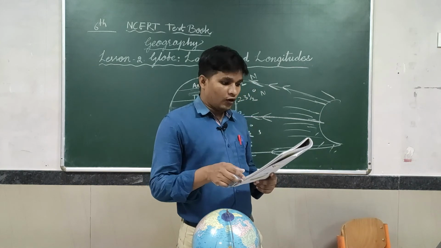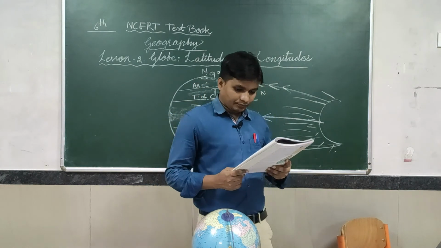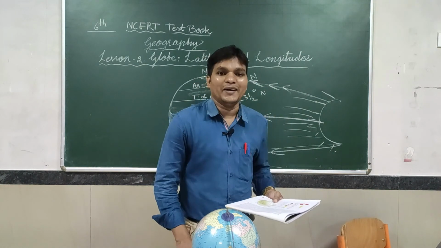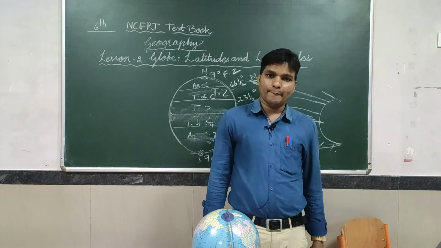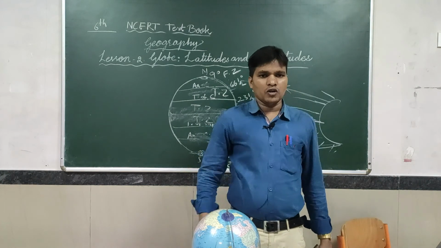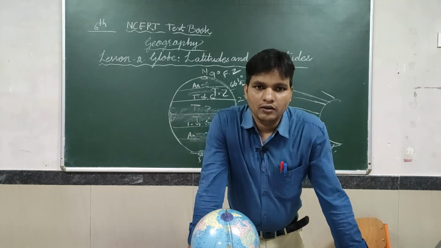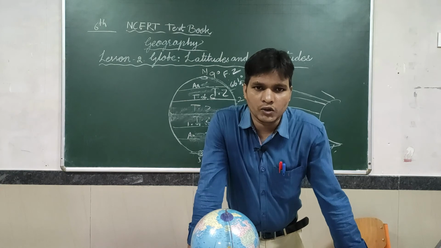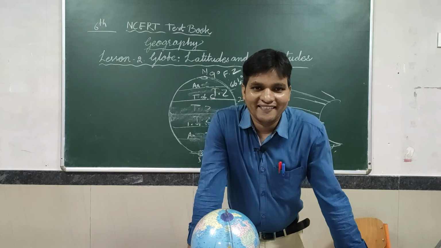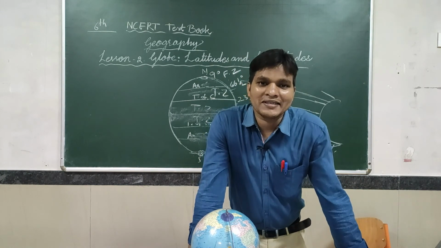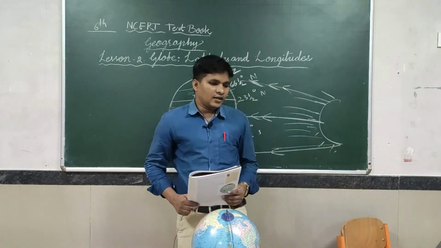So understand, my dear students, I hope you understand this point. Now we are going to discuss what is longitude. You know very well how many latitudes and how many longitudes are present. Do you know or not? There are 180 longitudes and 360. Wrong. 180 latitudes and 360 longitudes are present on the earth. So let us discuss the longitude.